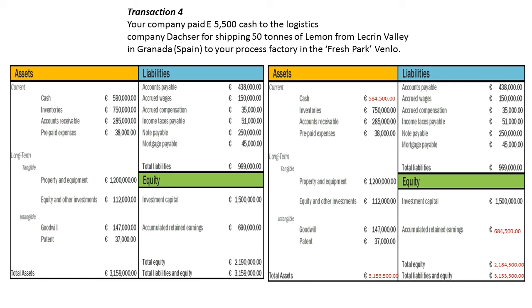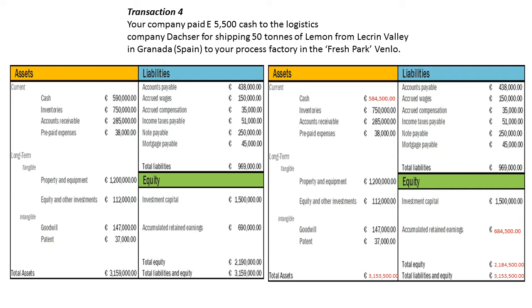Today we will discuss two transactions for a lemonade stand. Transaction number 4. Your company paid €5,500 in cash to the logistics company Duxer for shipping 50 tons of lemon from Lachlan Valley in Granada to your process factory in the Fresh Park, Venlo.